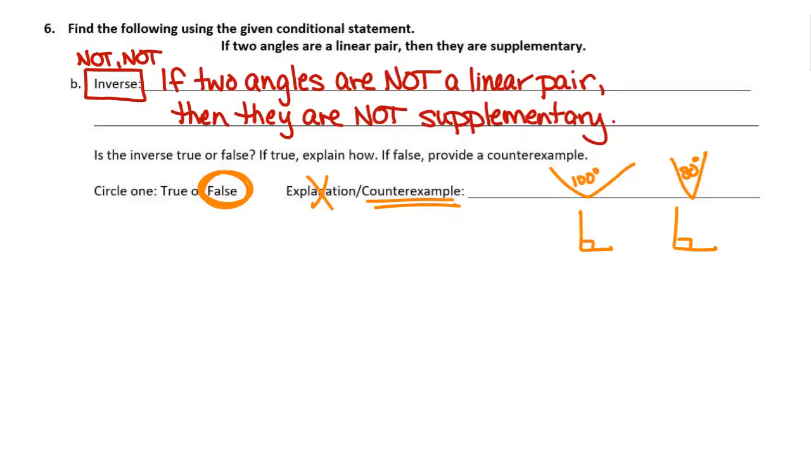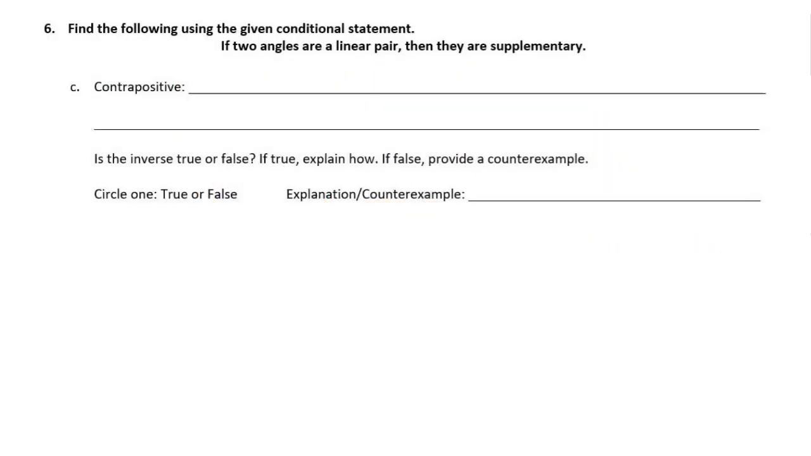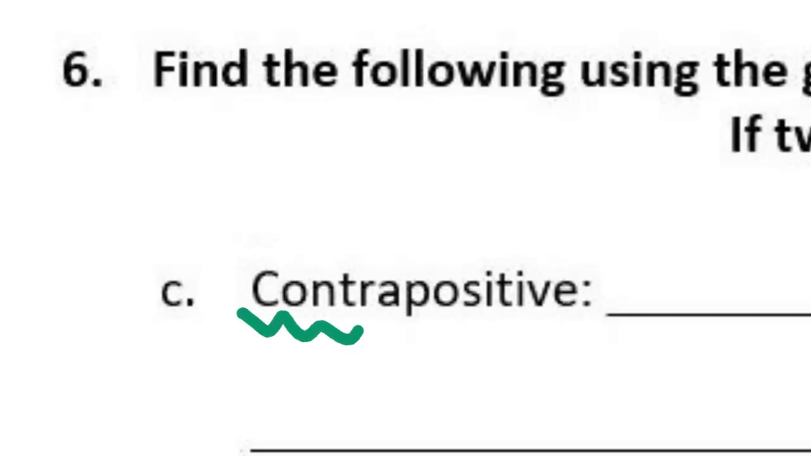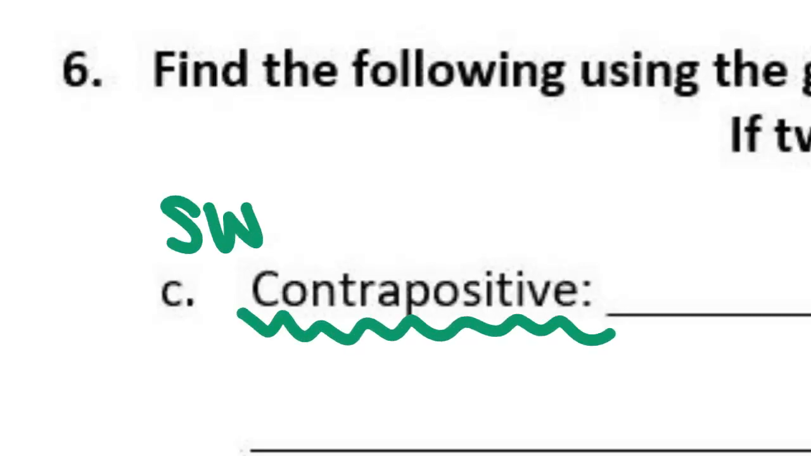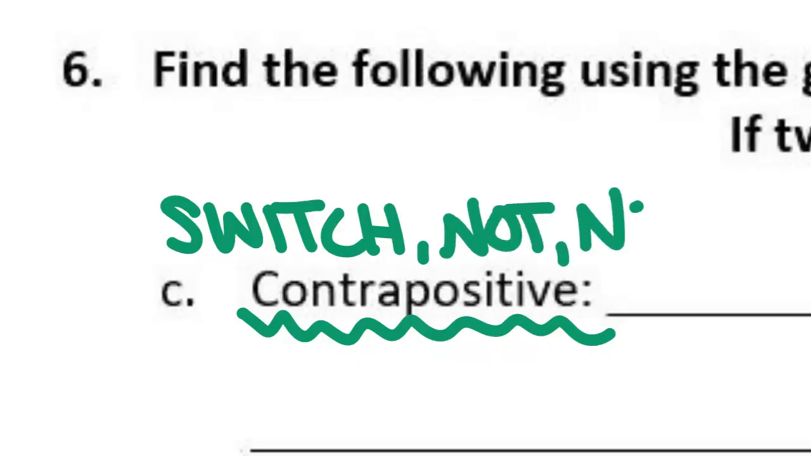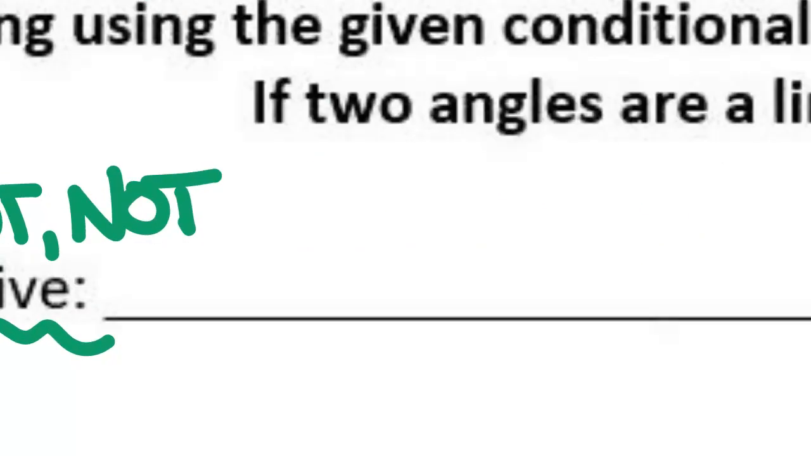We just have contrapositive. How do we write the contrapositive? Switch and not. Or you could say not, switch. It doesn't matter what order you do it in. We need not with the beginning, not with the end, and we want to flip it around. So what would that sound like? If two angles are not supplementary, then what? Then they are not a linear pair.